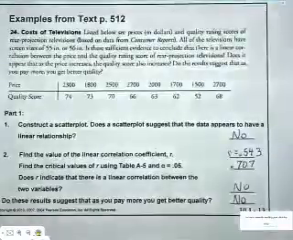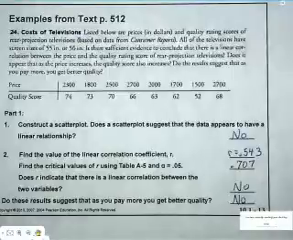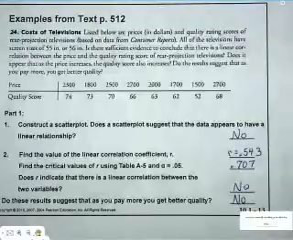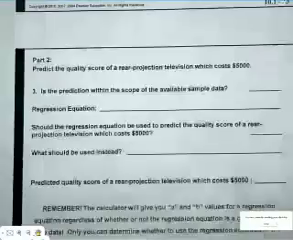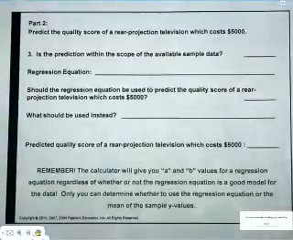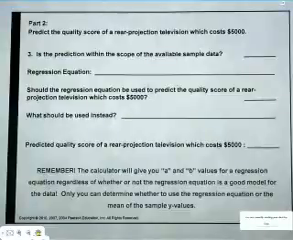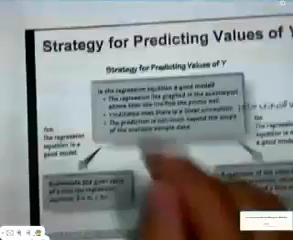The problems from 10.2, that's all you have to do. Look at it, get the R value, compare it to critical values, and then say yes or no and make a conclusion. But the problems from 10.3 will go further. They will ask you for other things. It may say, predict the quality score of a rear projection television which costs $5,000. When I see those words, or that word predict, that's when I think, I better check these things on my flow chart. I better check that these are true before I use my regression equation.